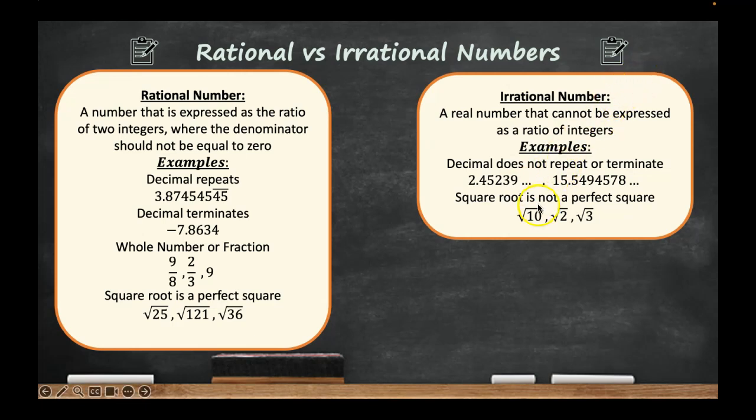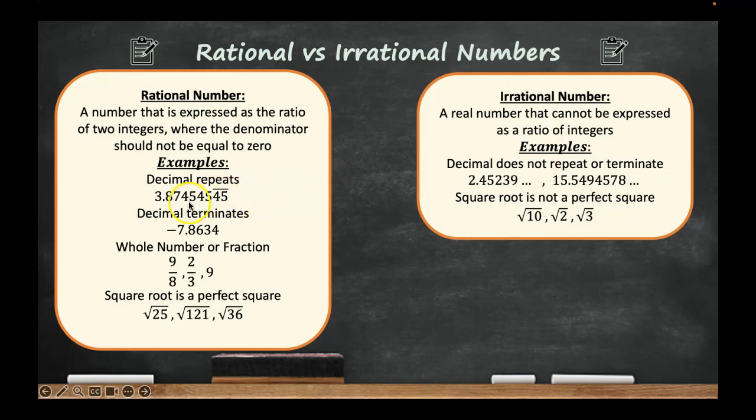Or if you have a square root of a number that's not a perfect square, like the square root of 2, square root of 3, square root of 5. If you simplify the radical and you still have a radical in your answer, that's irrational. If you look at a decimal and it keeps going forever and it has no pattern, that's irrational.